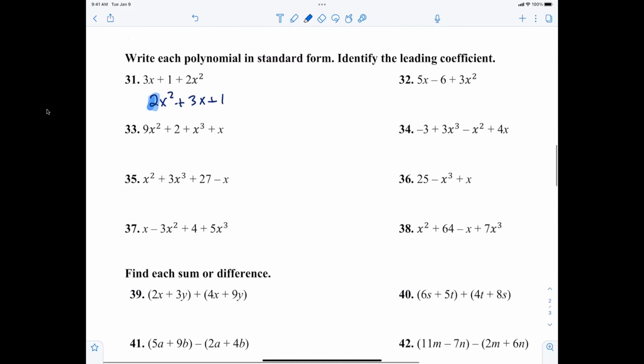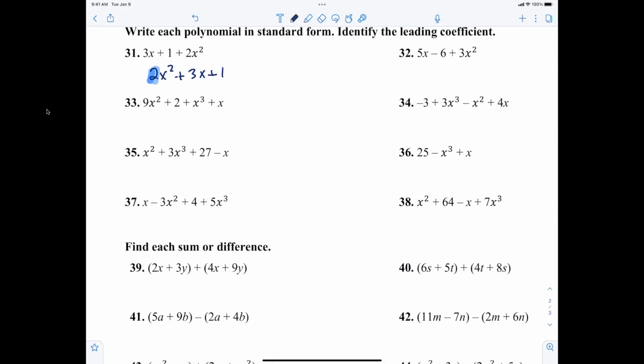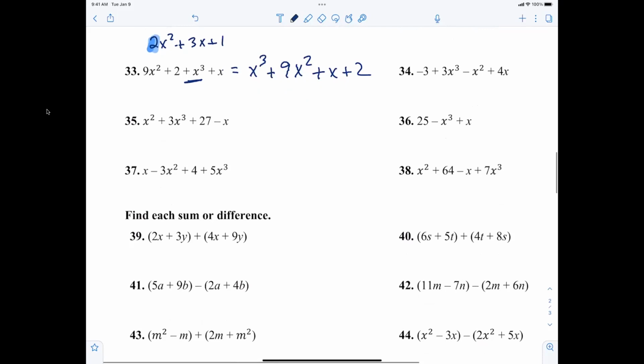All right, so Charlotte, number 33, go. Write it in standard form. Which variable is the largest, or the exponent that's the largest? Yeah, so you're going to write x cubed. Then what? Plus 9x squared plus x times 2. Beautiful. All right, Nora, next.